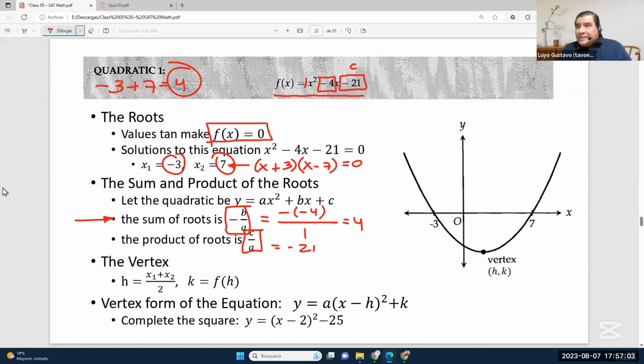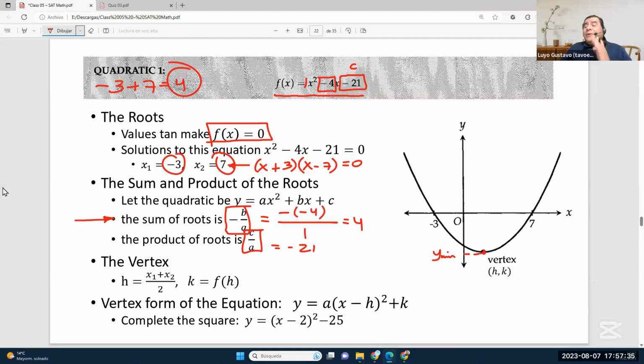What is the vertex? Remember that a vertex is this extreme point. The point in the U shape, when the U shape is oriented upwards, then the vertex is the point with the least possible value for Y, okay? With the lowest value of Y, this is the minimum Y here. Okay, that point is the vertex.